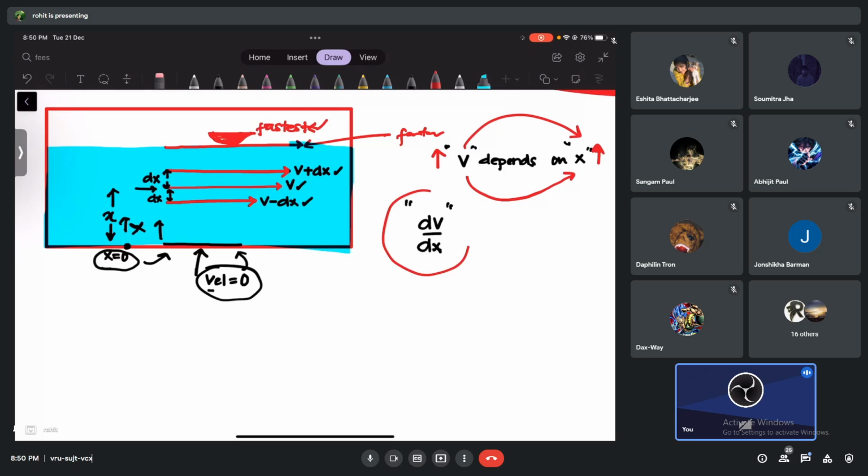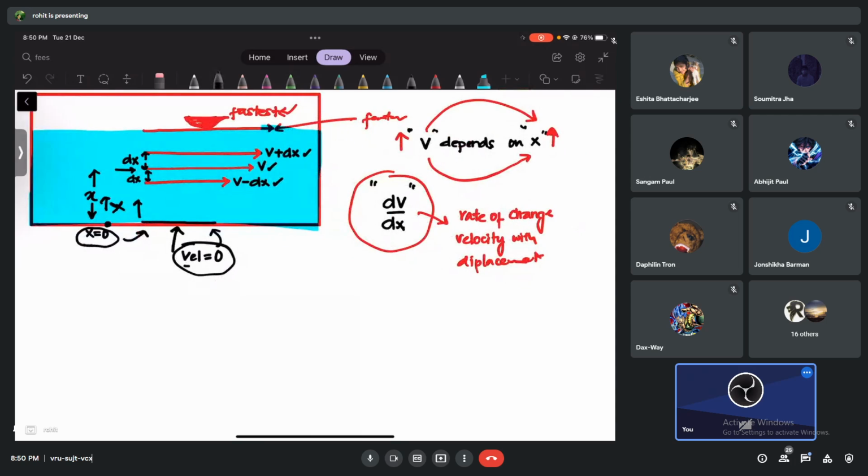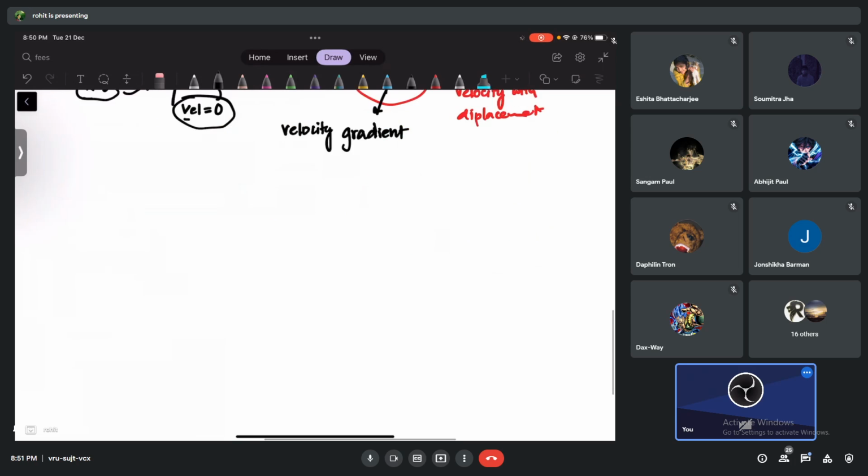So what is this quantity, guys? Is this velocity, or change of velocity, or rate of change of velocity? Rate of change of velocity. But is it a time rate of change, or a rate of change of velocity with displacement? With displacement. We have a very nice name for it. The change of velocity with distance, we call it gradient. So this is like a gradient, and we call it velocity gradient. Don't worry, you will understand the moment I start giving you this example.